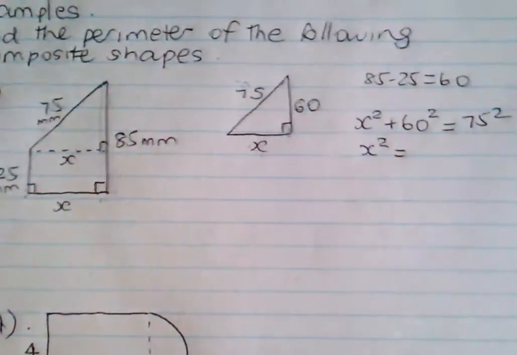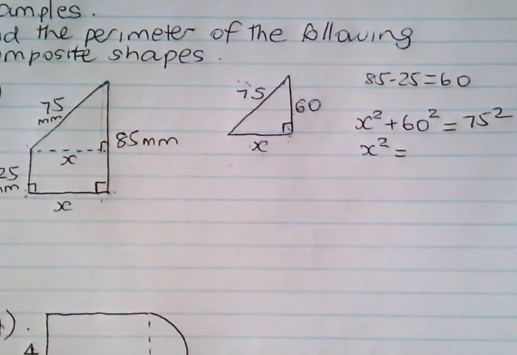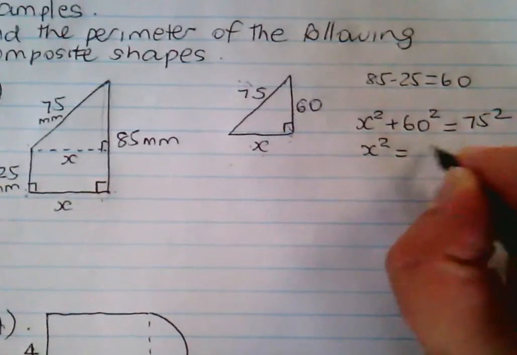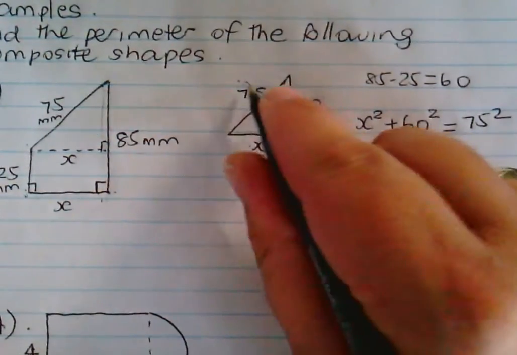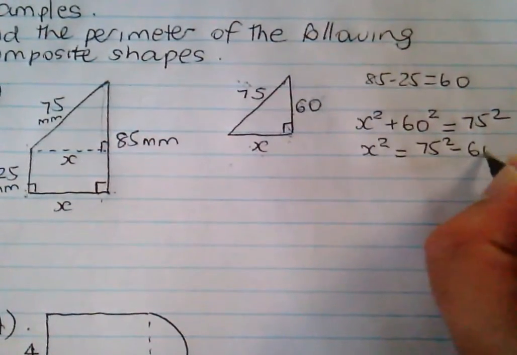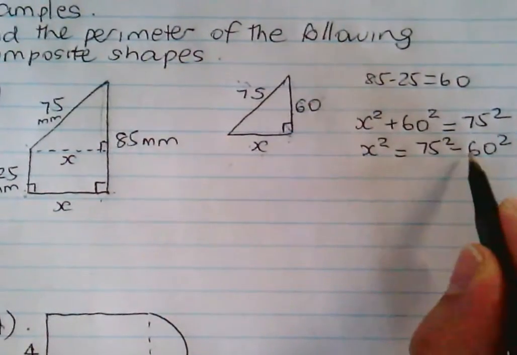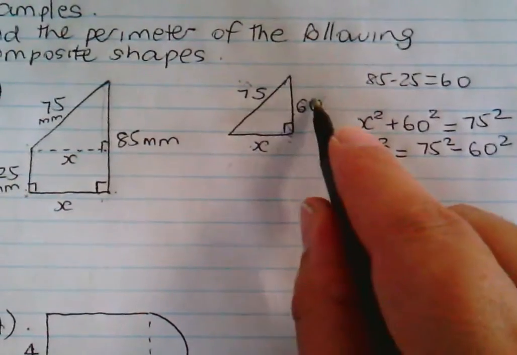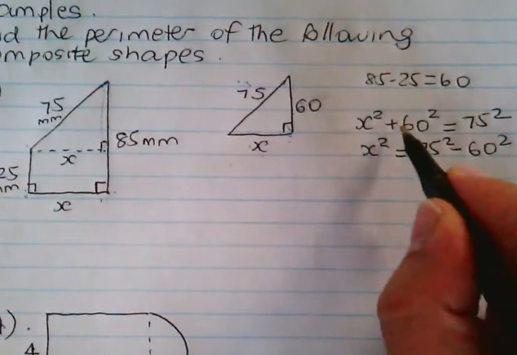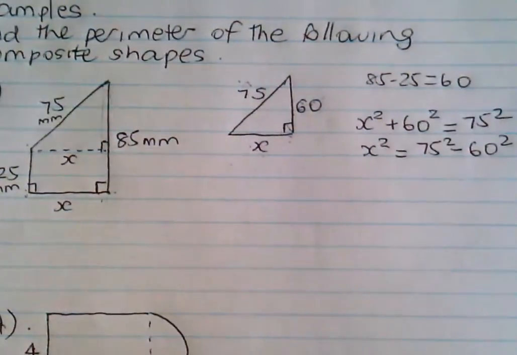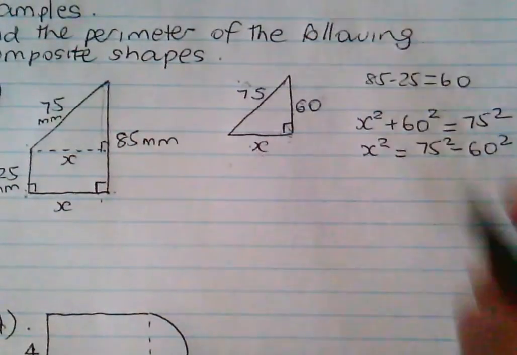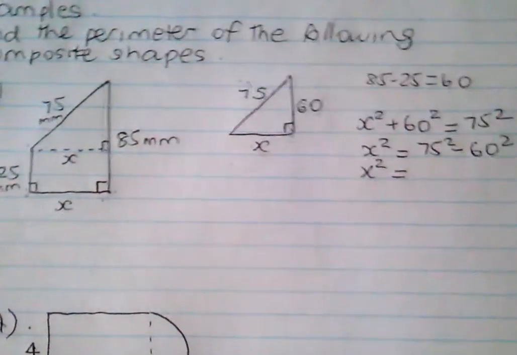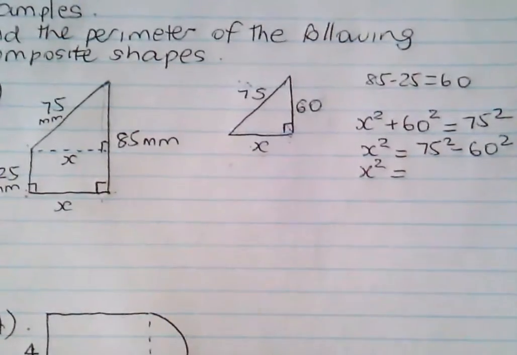The other way you can do it is, if you're finding the shorter side, it's obviously the longer side squared, 75 squared, minus the other shorter one squared. So you can go straight to that second line first if you want, or you can write it as x squared plus 60 squared equals 75 squared, and then take the plus 60 squared over and make it minus 60 squared. So x squared equals, now what's 75 squared minus 60 squared?